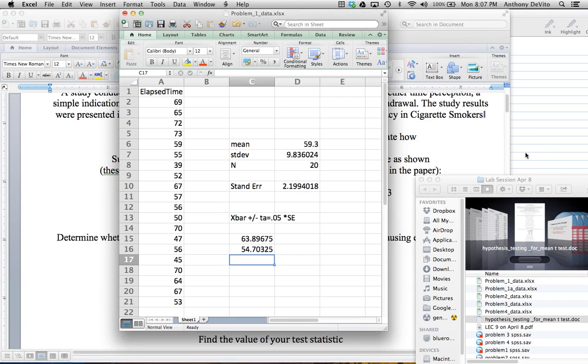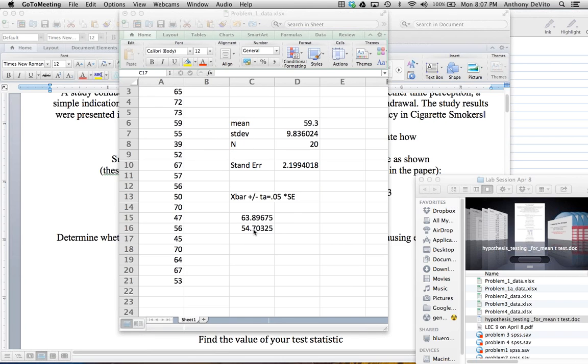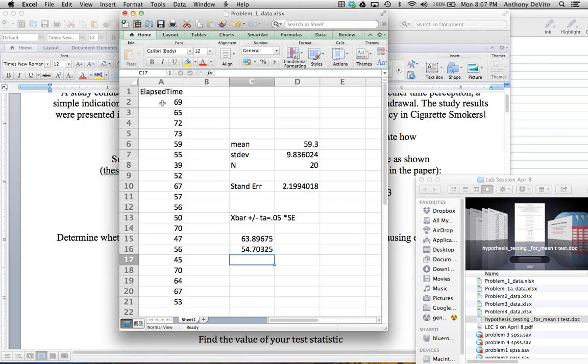Everybody get that? Everybody agree with that so far? When do we subtract? We do both. We add it and subtract it in order to get a range. We add it to get the high end of the range. We subtract it to get the low end of the range. So our prediction for the true mean amount of time that smokers will report for a 45-second period is between 54.7 and 63.9 seconds. Somewhere in between there, we're 95% sure the real mean is.